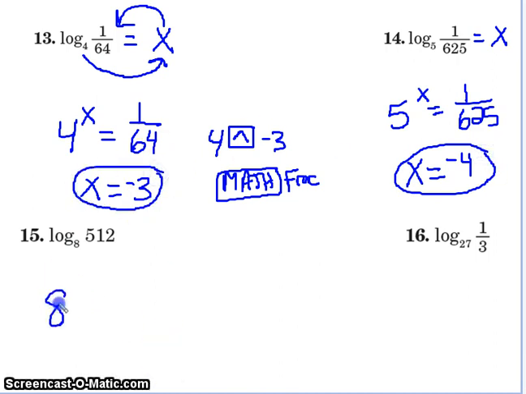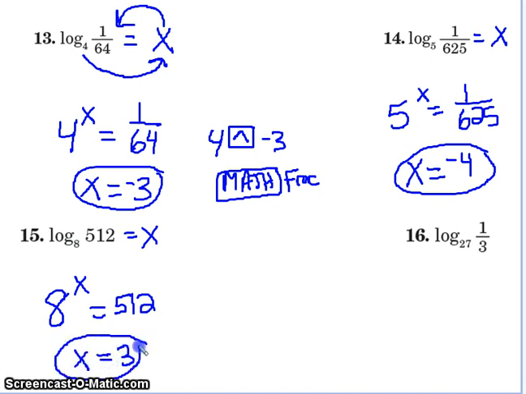Here we have 8, and we're looking for that exponent again. 8 to the x equals 512. If we go in our normal pattern, it's going to be positive because we don't have any fractions involved. 8 times 8 is 64, but if you multiply again by 8, then that gives you the 512. So our x is actually going to be equal to 3.